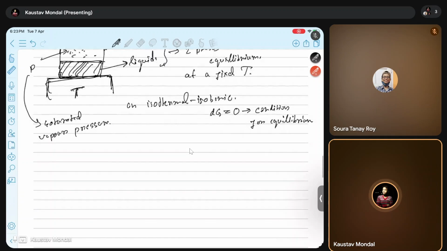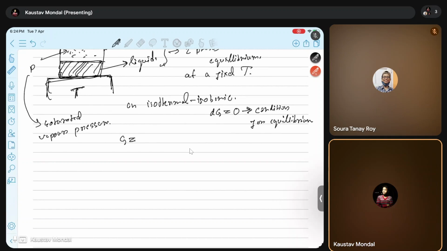When the change in Gibbs free energy in the system becomes equal to zero, since the Gibbs free energy first tries to minimize itself, and after it reaches equilibrium, the change in Gibbs free energy should become equal to zero. So if you write dG is equal to zero, that means you can write it like that.